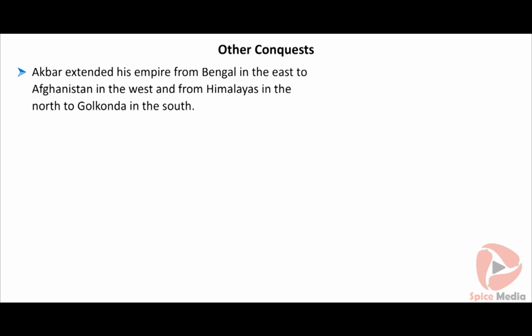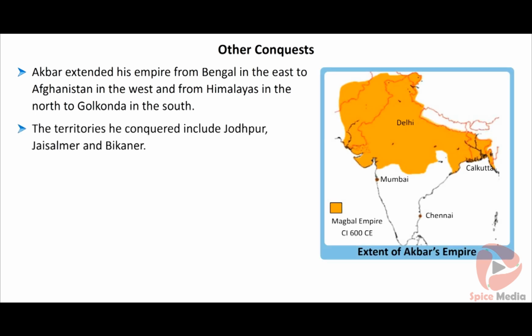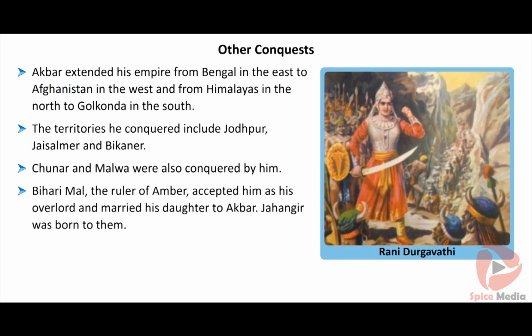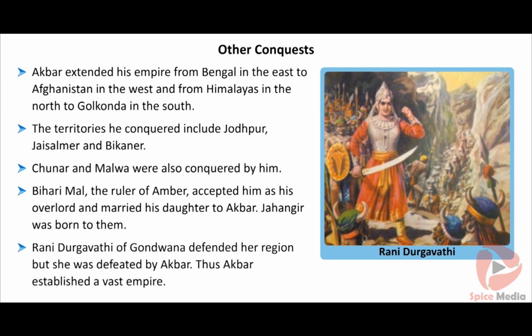Akbar extended his empire from Bengal in the east to Afghanistan in the west and from the Himalayas in the north to Golconda in the south. The territories he conquered included Jodhpur, Jaisalmer and Bikaner. Chunar and Malwa were also conquered by him. Bihari Mal, the ruler of Amber, accepted him as his overlord and married his daughter to Akbar. Jahangir was born to them. Rani Durgavati of Gondwana defended her region, but she was defeated by Akbar. Thus, Akbar established a vast empire.